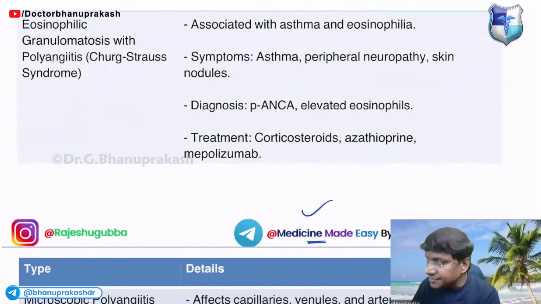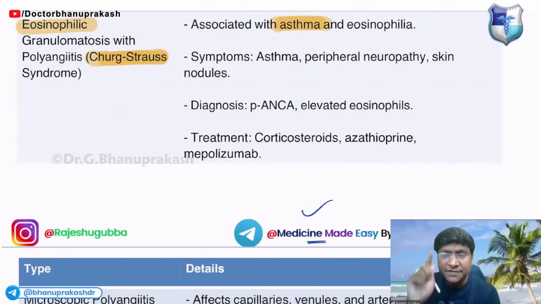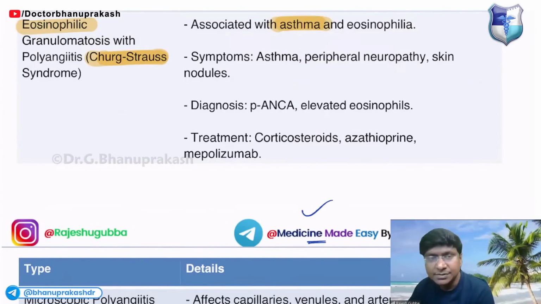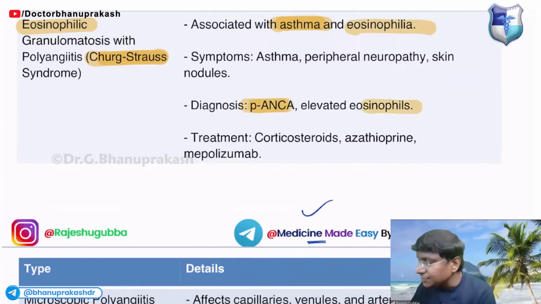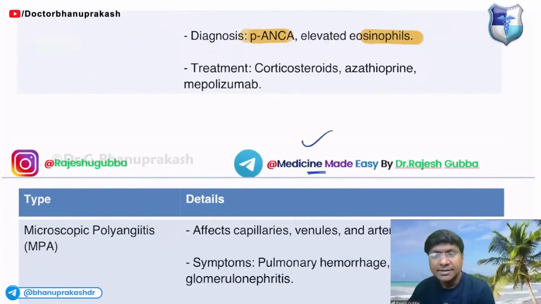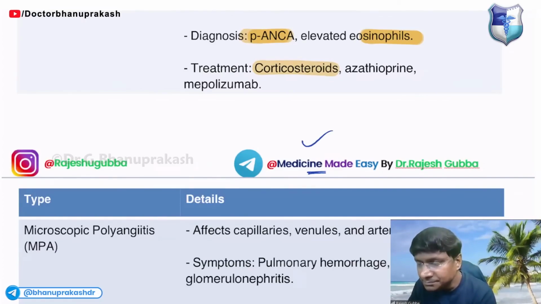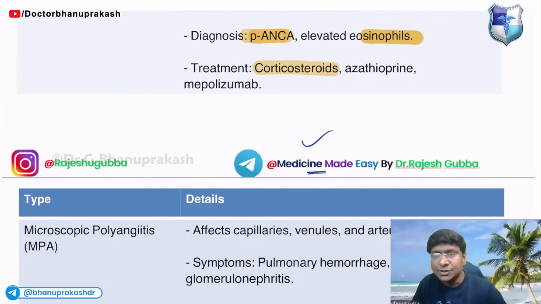Then the next important one is eosinophilic granulomatosis with polyangiitis, which is nothing but Churg-Strauss syndrome. The classical picture will be asthma. In any form of vasculitis, if asthma is there, that will be Churg-Strauss. Along with that, these patients will have eosinophilia. How will you diagnose? Along with elevated P-ANCA, you will have an increase in eosinophil levels, because P-ANCA is also elevated in microscopic polyangiitis as well. Then how do you treat this? Corticosteroids. In severe cases, azathioprine as well as mepolizumab should be given.